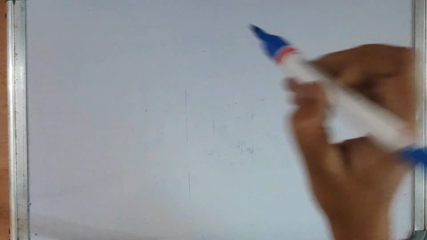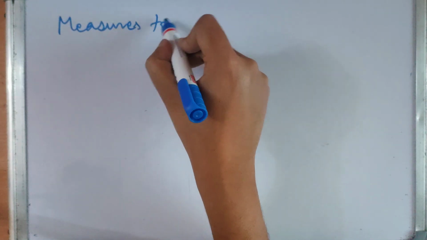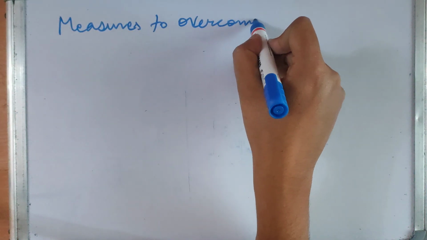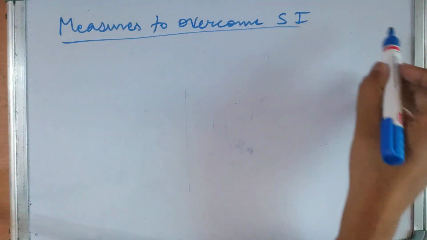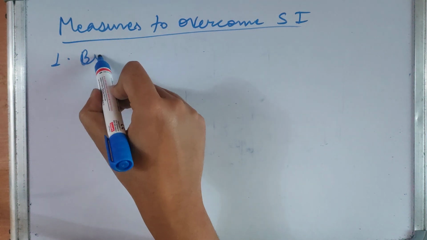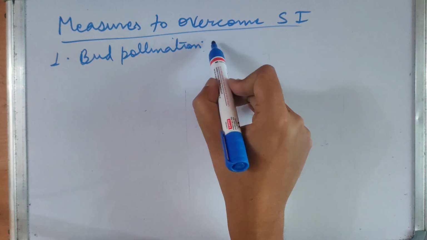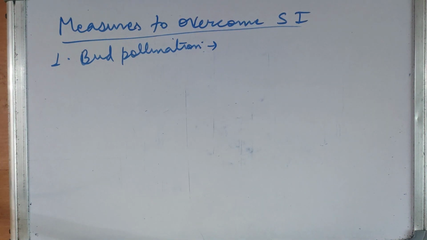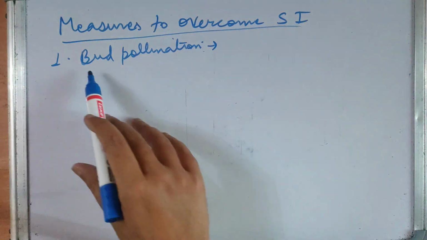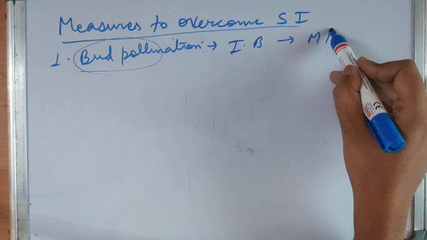Now moving on, what are the measures to overcome self-incompatibility? How can we overcome SI? Measures to overcome SI, that is self-incompatibility. So the first measure is bud pollination. What we will do here is pollinate immature buds with mature pollen.